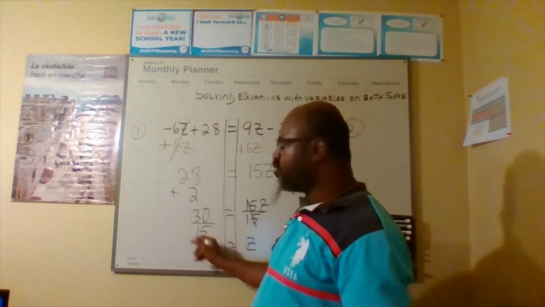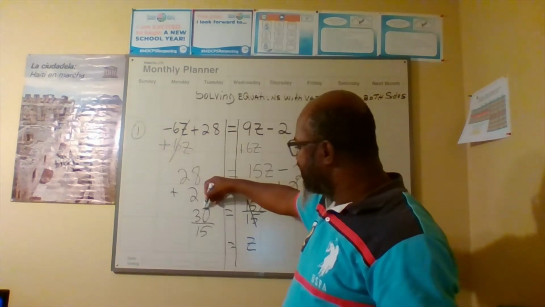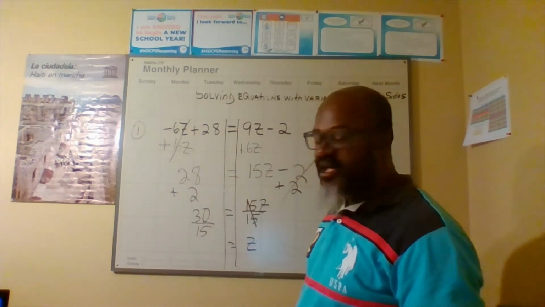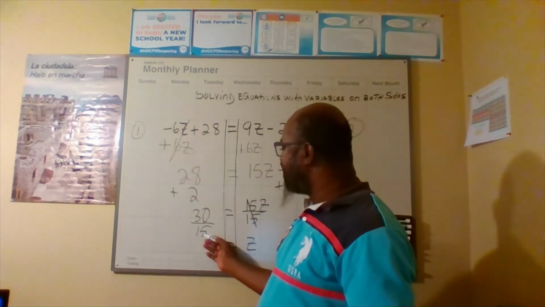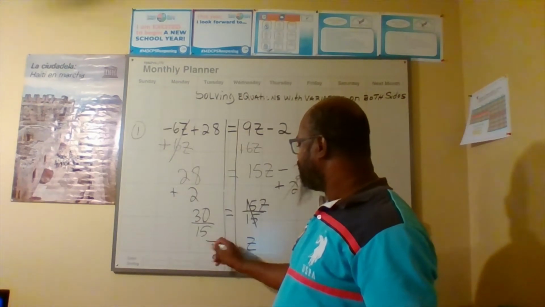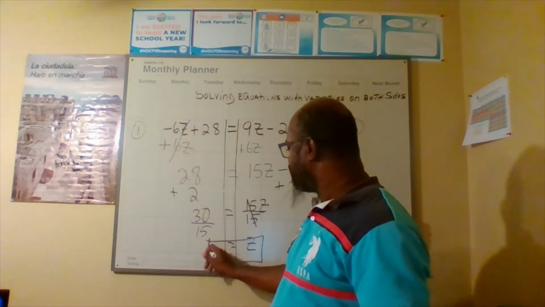Now on that side, that needs to be simplified. I have 30 divided by 15. In this case, ask yourself how many times 15 goes into 30. In this case, it's 2 times. This is your final step.